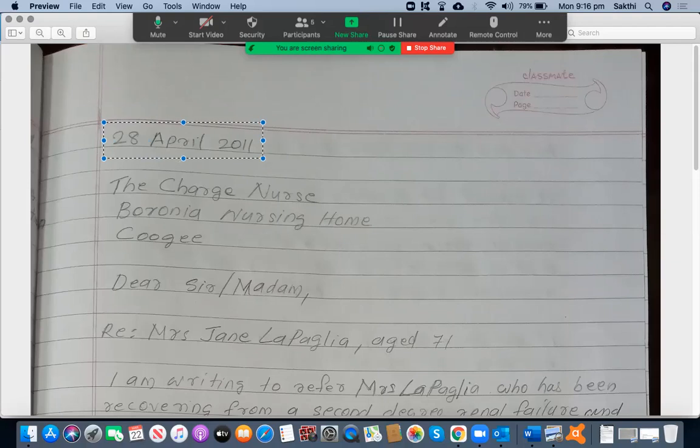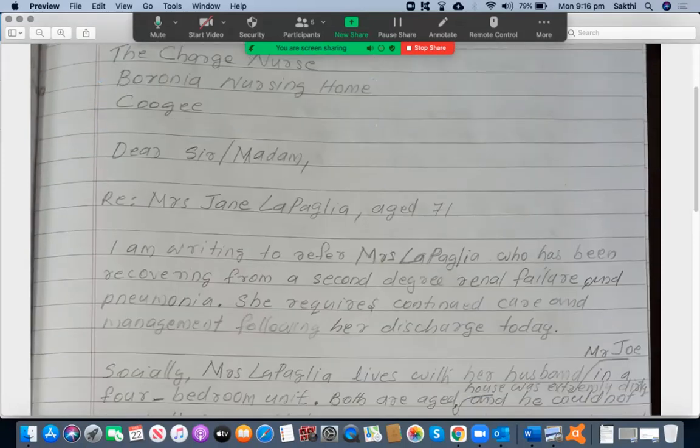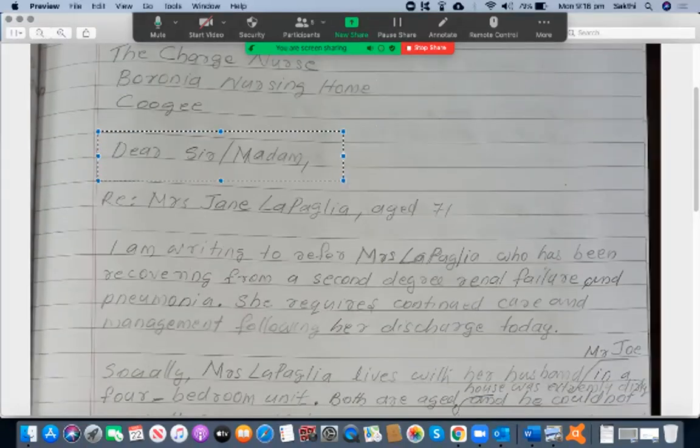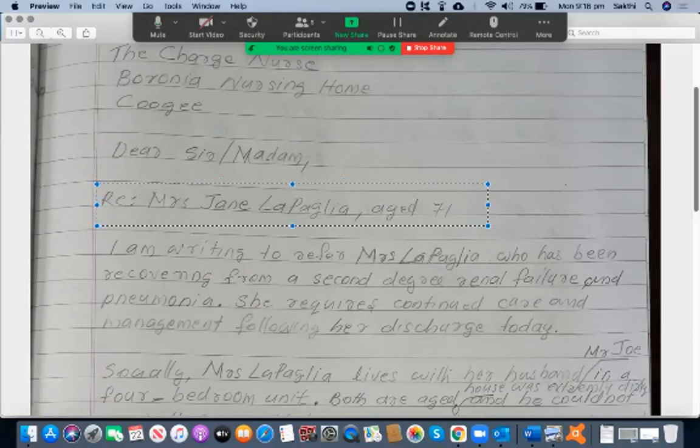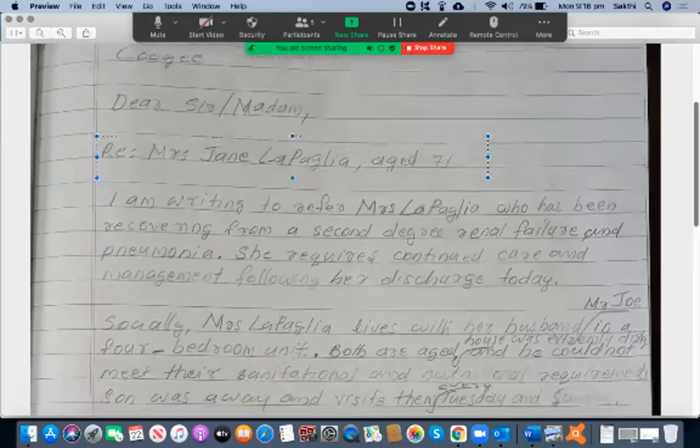So she has written down the date. So I'm happy with that. That's fine. And then you have written down the addressee's contact details. That's good. And then you have written down Dear Sir/Madam, comma. That's good. And then regarding Mrs. Jane Lapaglia, age 71. That's also good.